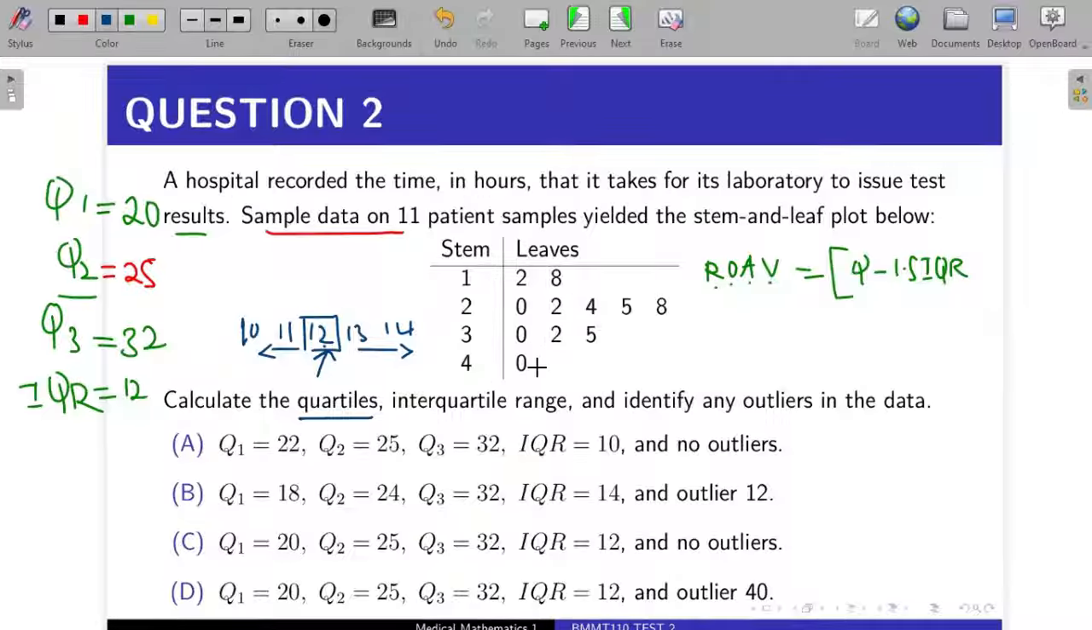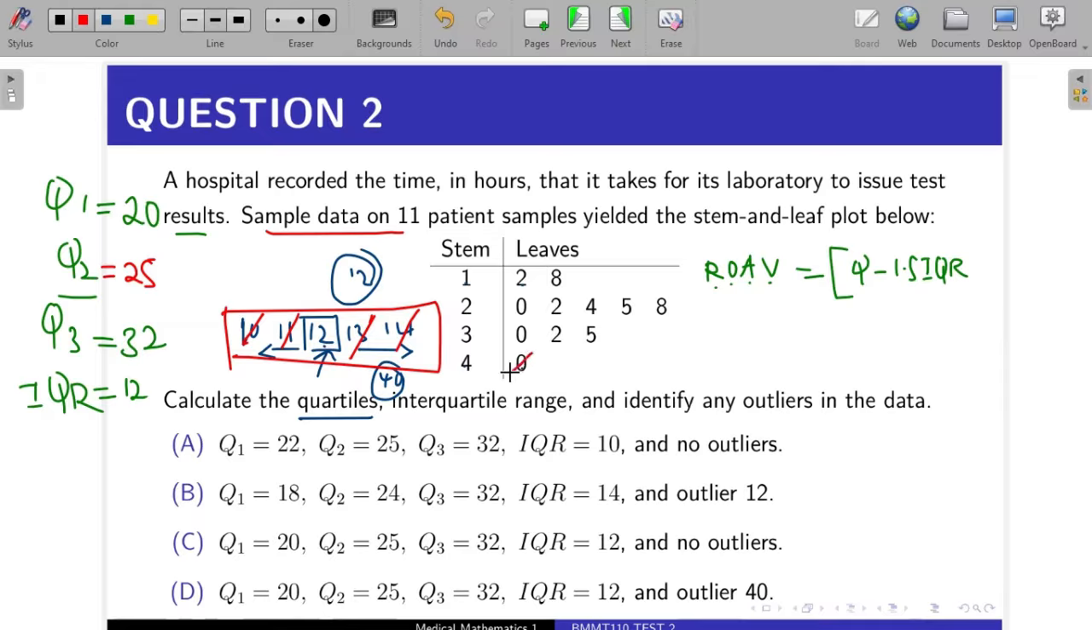The stem and leaf plot is arranged in order, from the lowest number to the highest. The lowest number here is 1 and 2, which is 12. The highest is 4 and 0, which is 40. To find Q2, I can use the cancelling method. If I cancel out the first data point, I should cancel out the last one. If I cancel out the second data point, I should cancel out the second last, until I remain with just one in between.